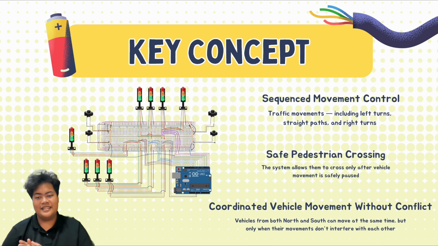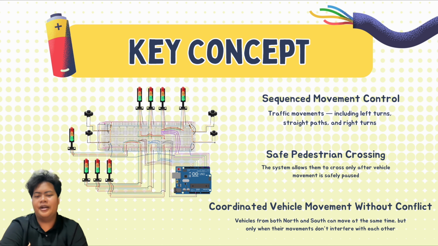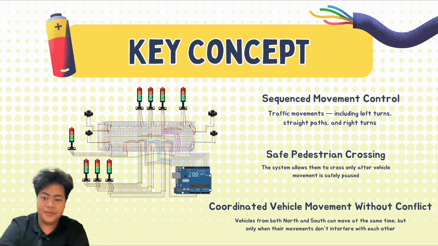Let's talk about the concept. The idea is to create a safe and automated intersection. Real-world traffic must be carefully controlled to avoid accidents, reduce congestion, and provide safe access for pedestrians. This project is a basic but realistic model of such a system using Arduino.